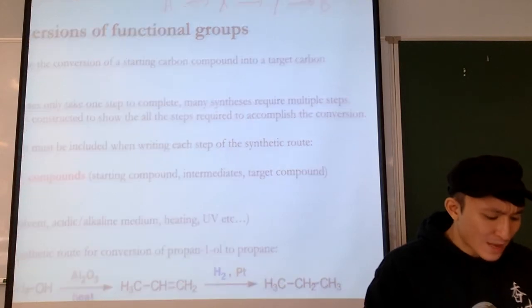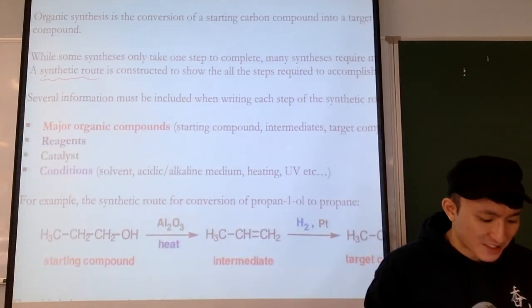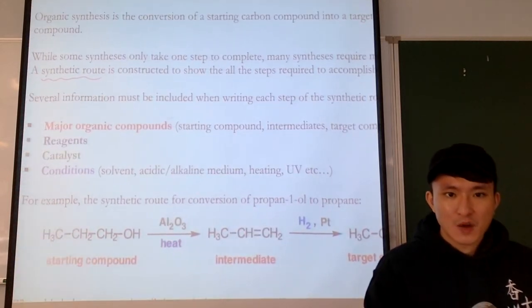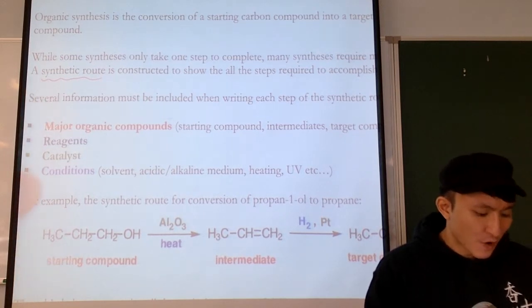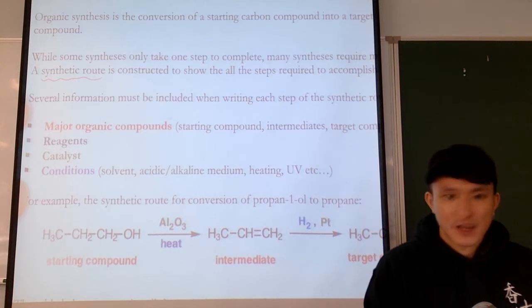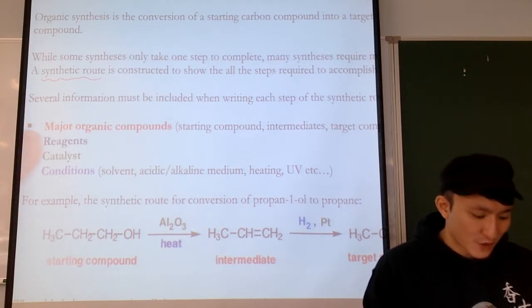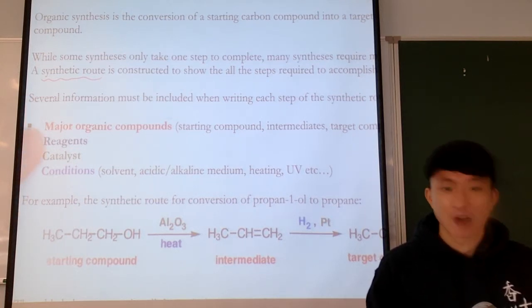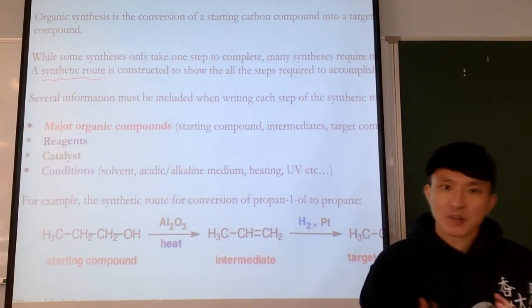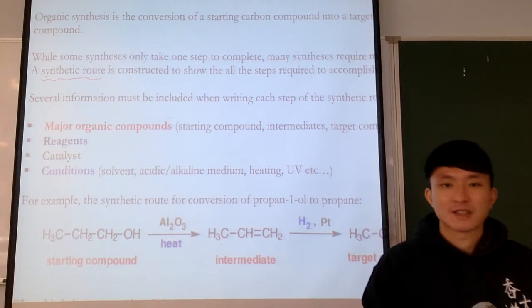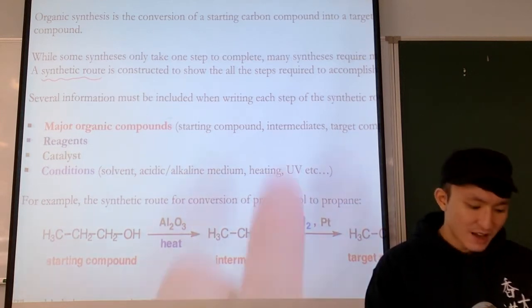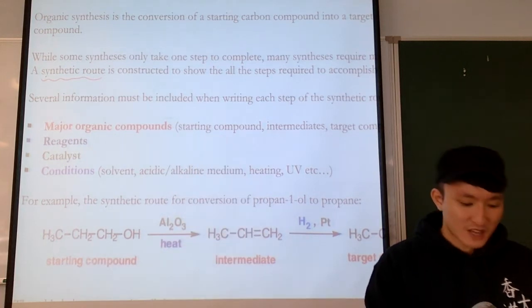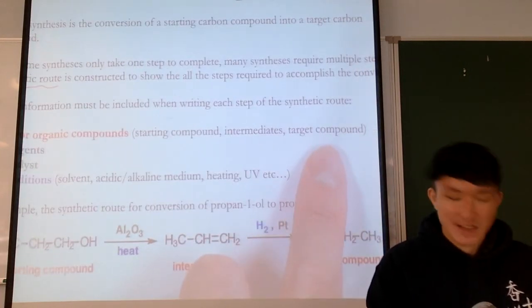Now, when we are trying to describe the synthetic route, we must show very clearly these 4 items if they are available. Of course, the first one, the major organic compounds, is necessary. Like I said, you try to change A into B, so you must show people the structure of the starting compound and also the structure of the target compound. So it's A and B.